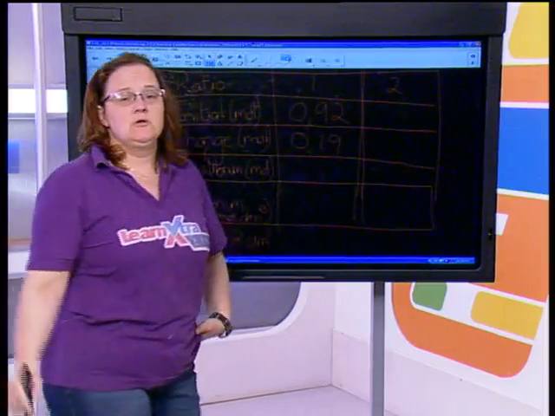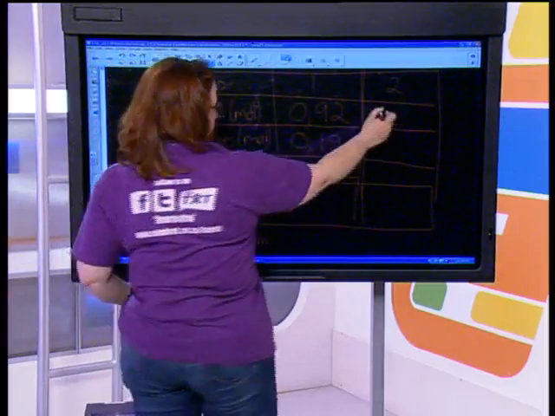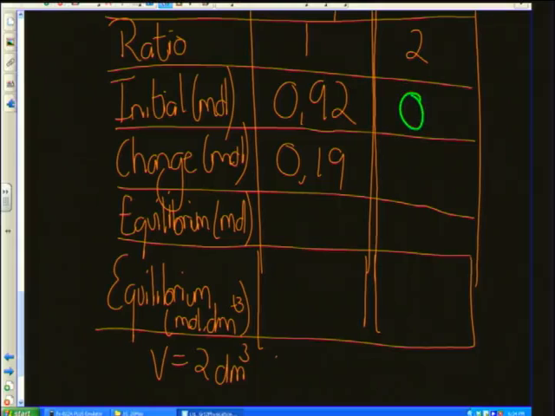First and foremost, we always start with zero product. Always, always, always. So that's the first thing I know. Second of all, and this is why I do the double line, we always minus from reactants and add to products. So I had 0.92. They told me I used 0.19, which means 0.92 minus 0.19 gives me 0.73. Okay?